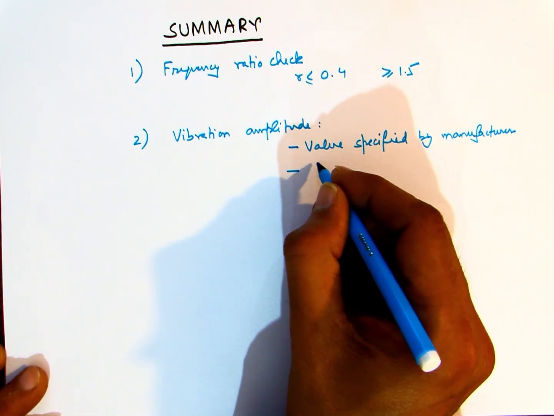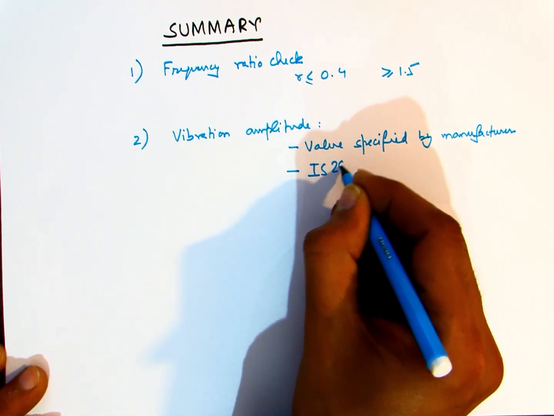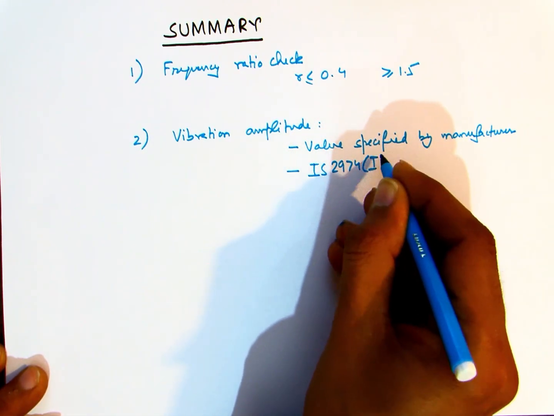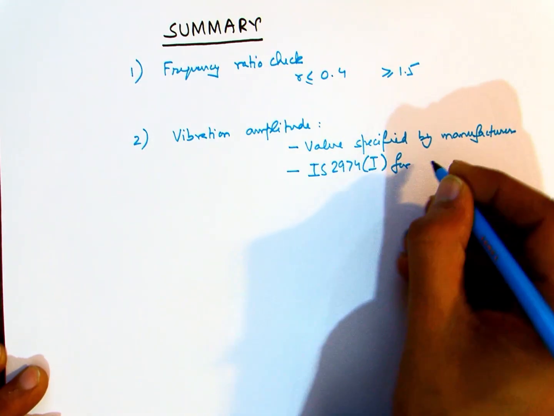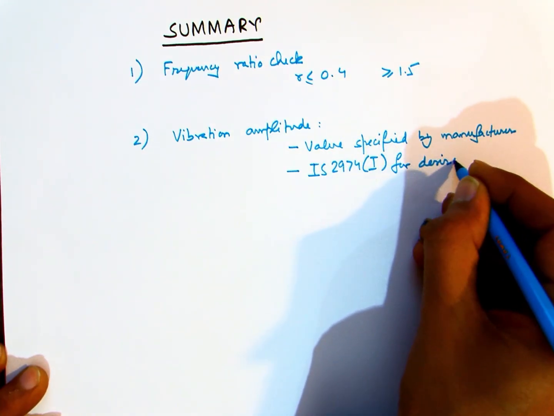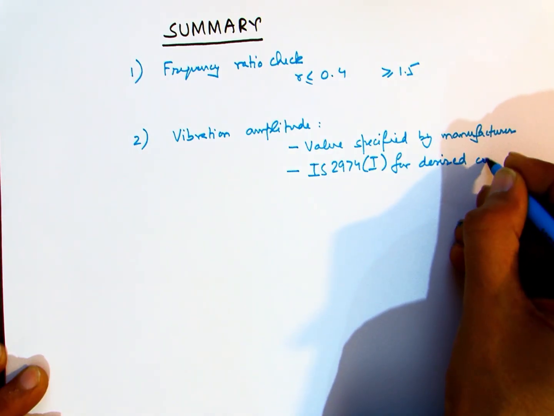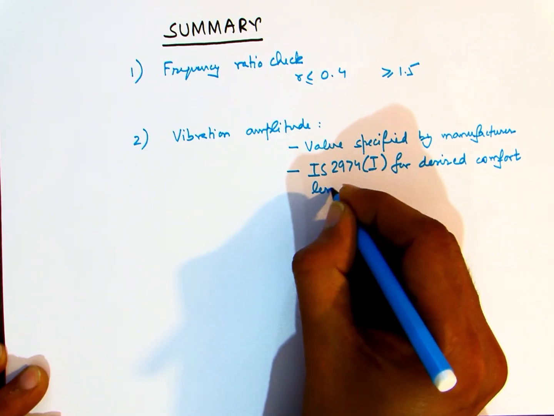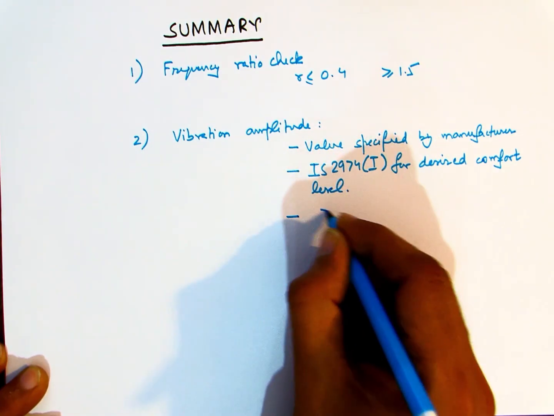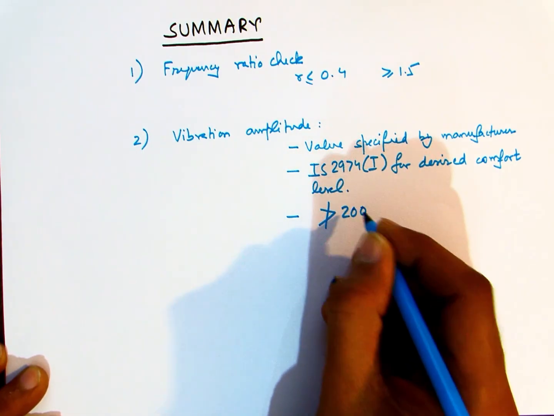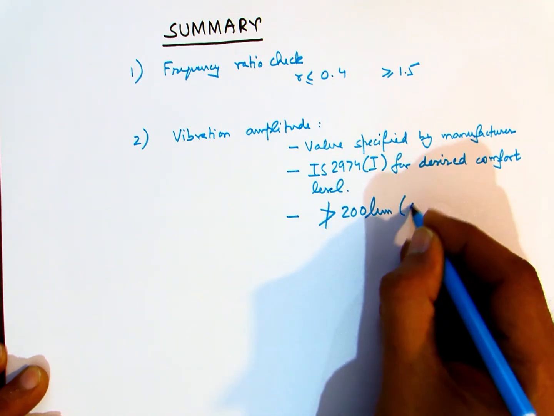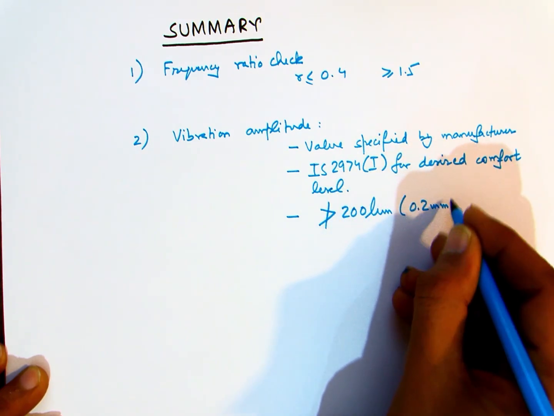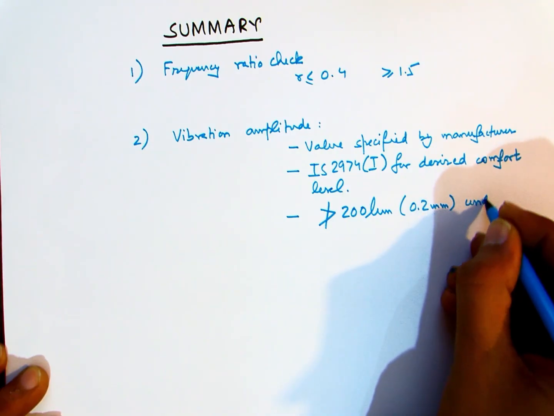Then we have to make sure that the provisions of IS 2974 part 1 with respect to the comfort of the occupants or the users, and also the provisions with regard to the safety of the structure, are met. In any case, the vibration amplitude should not be permitted in excess of 200 microns or 0.2 mm.